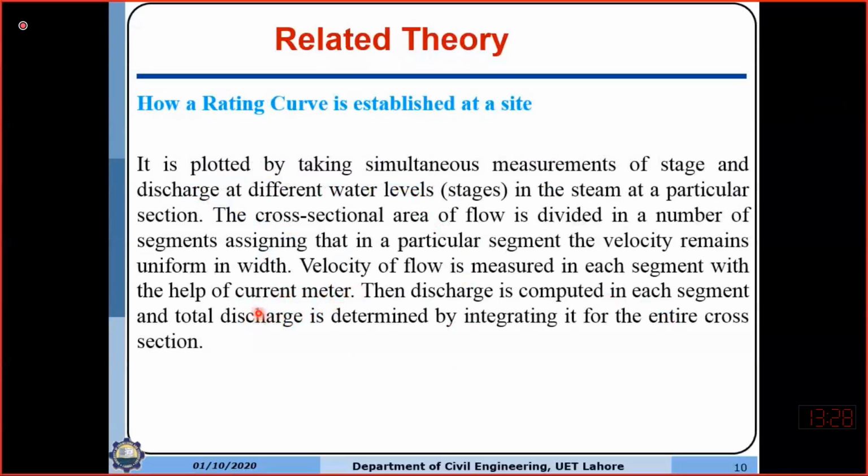What we do in this, we divide the whole cross section of the river into a number of segments, considering each segment having the same velocity within that width. Within each segment we find the velocity by current meter, and then we multiply with the area of the segment to find out the discharge, and then we sum it up for all the segments to calculate the total discharge through the cross section. So how is the rating curve established at a site? It is plotted by taking simultaneous measurements of stage and discharge at different water levels or stages in the river stream at a particular section. As I mentioned, it is done for rising stage as well as for falling stage.